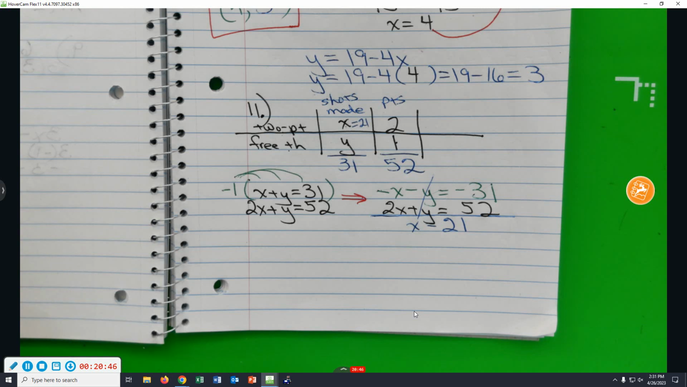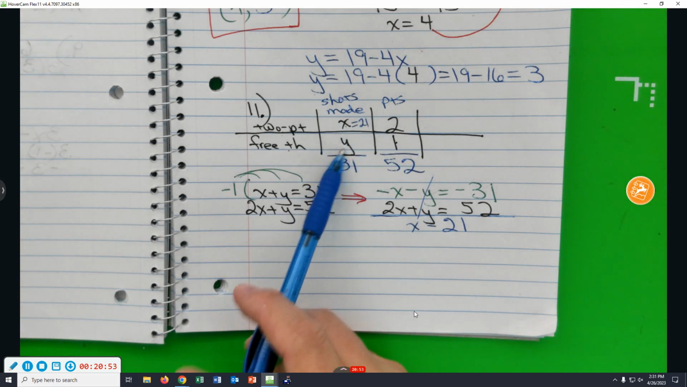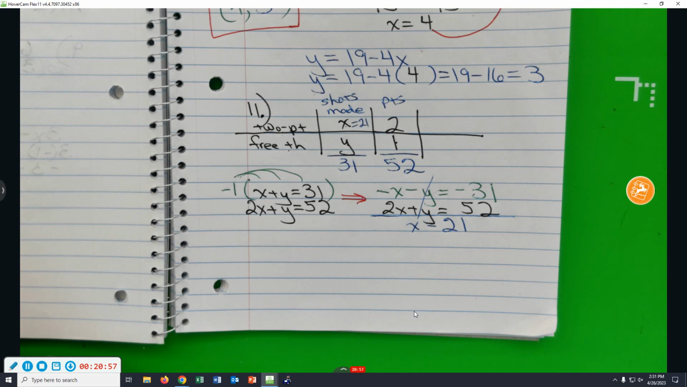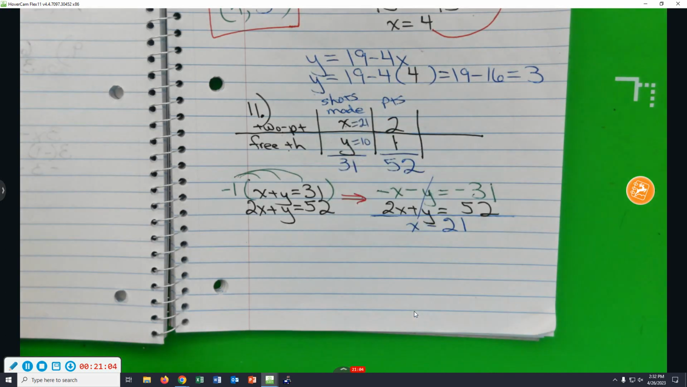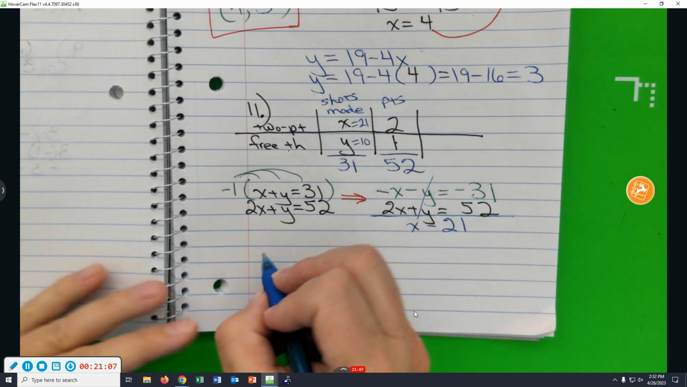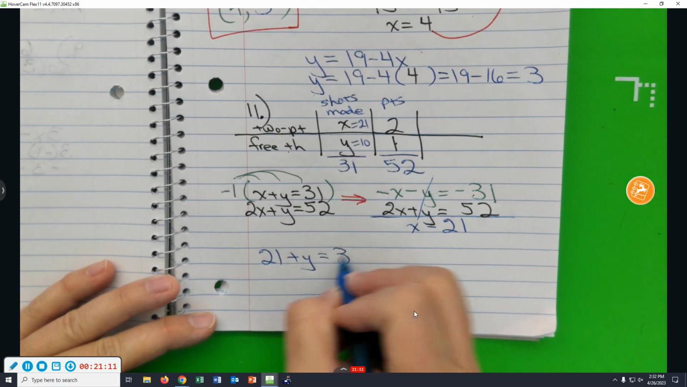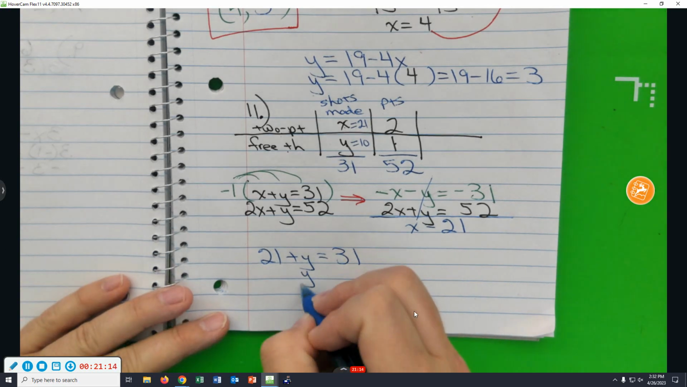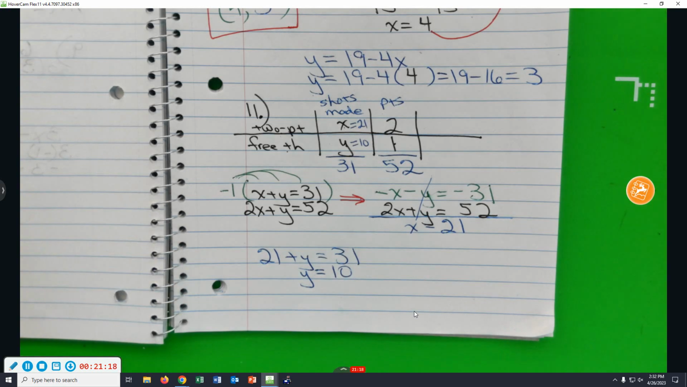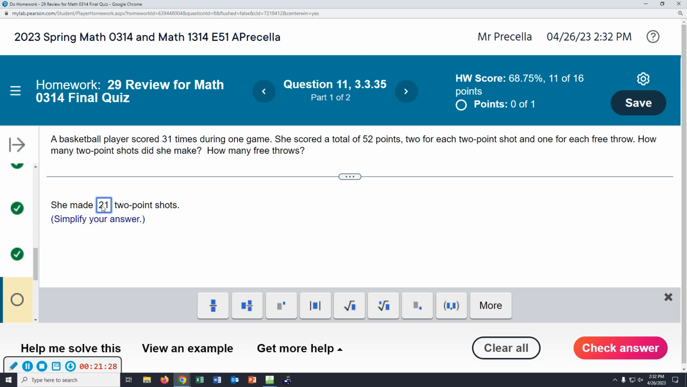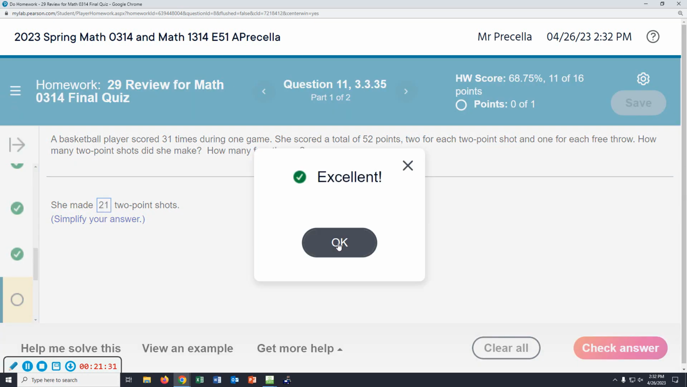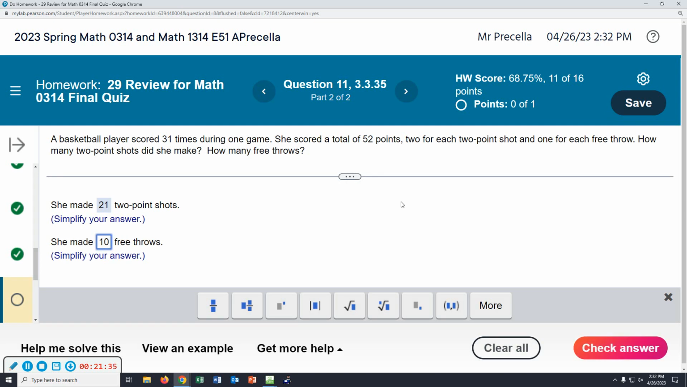How many total shots did she make? If you understand what they're asking for, you can figure out that Y value without any work. 21 plus what gives you 31? I agree, 10. Or you can plug in the 21: 21 plus Y equals 31. Subtract 21 from both sides. Either way, you're going to get Y is equal to 10. So 21 two-point shots and 10 free throws.